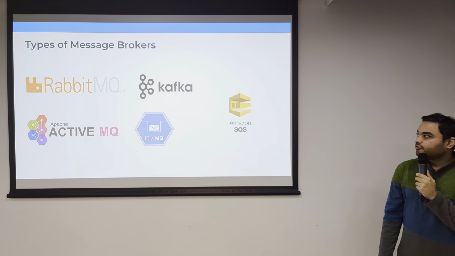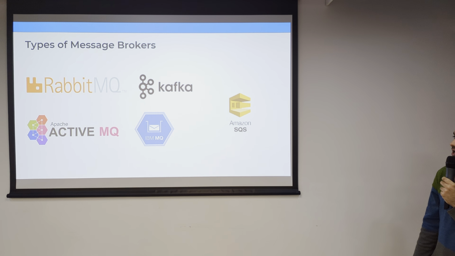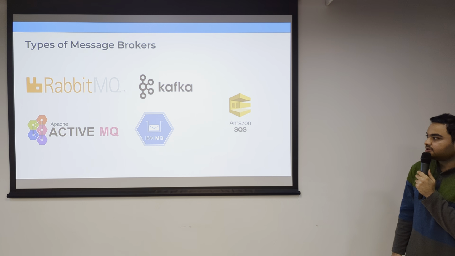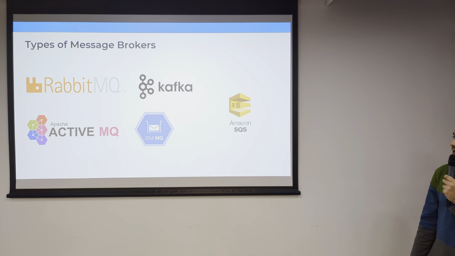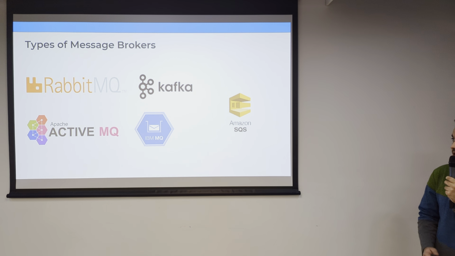Now there are a few types of message brokers available. We have RabbitMQ, we have Apache Kafka. Apache Kafka is the most famous after RabbitMQ. Then you have ActiveMQ, IBM MQ, and then Amazon SQS. You have already seen our demo of it on Windows.